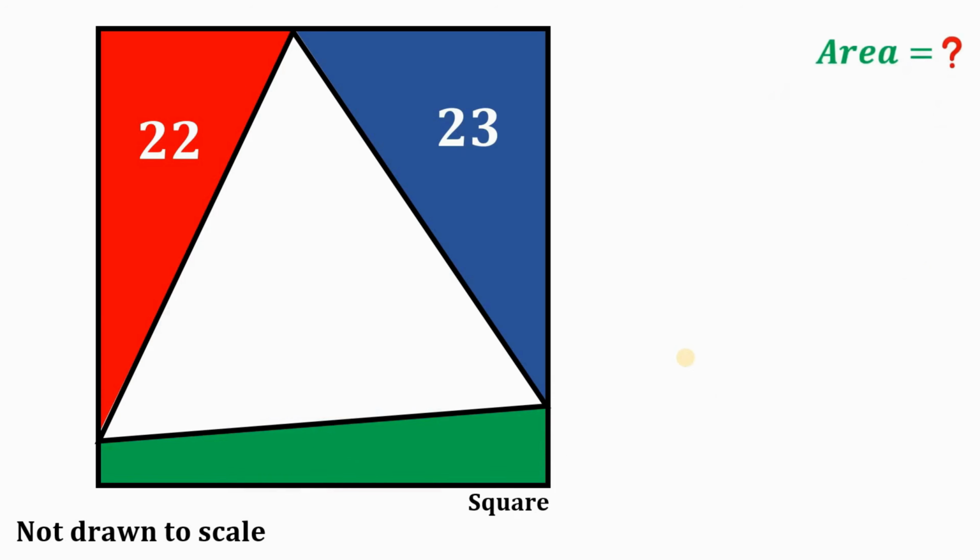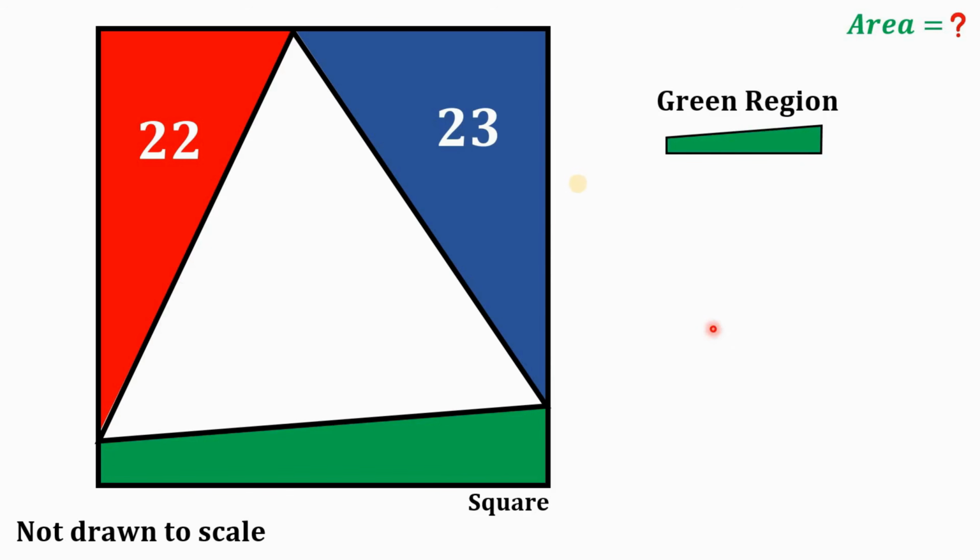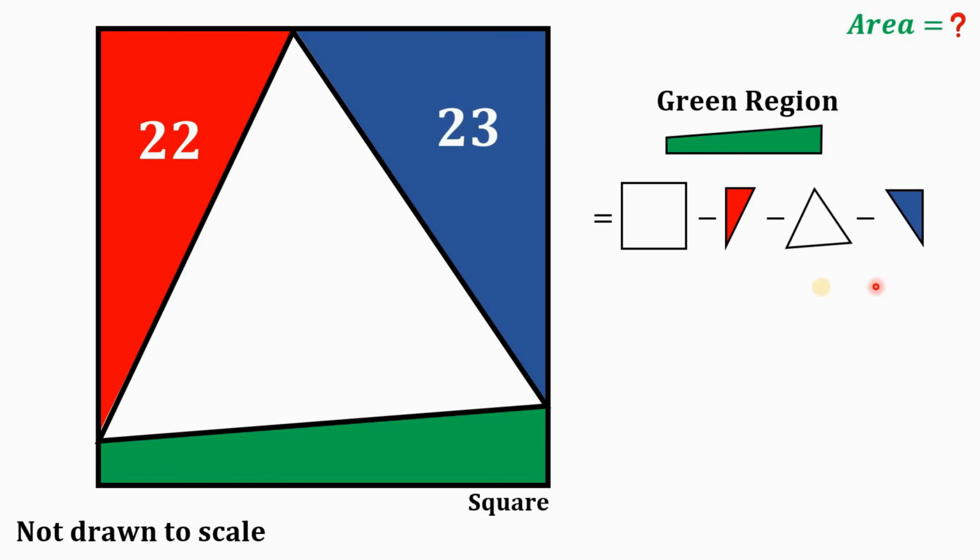So, to answer this question, what we're going to do is to find a simple technique. To find the area of this green region, we're going to find the area of the whole square minus the area of the red triangle minus the area of this equilateral triangle in the middle minus the blue right triangle. That's it. We now have the area of this red and blue right triangle. So what we need is to find the area of the whole square and the area of this equilateral triangle. Once we do that, then we're done.